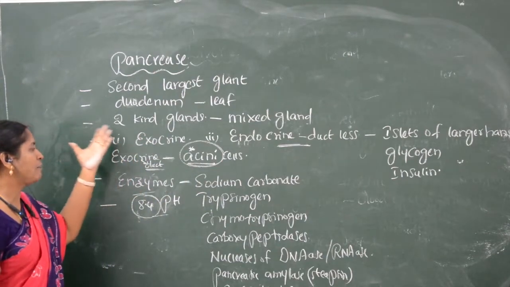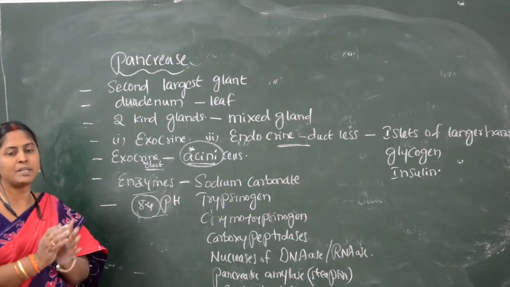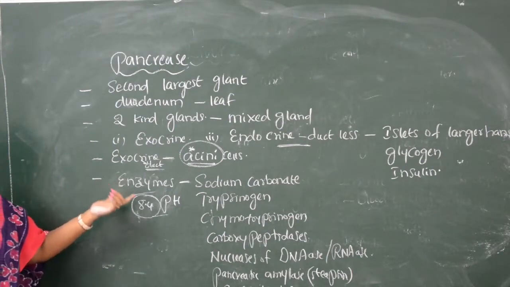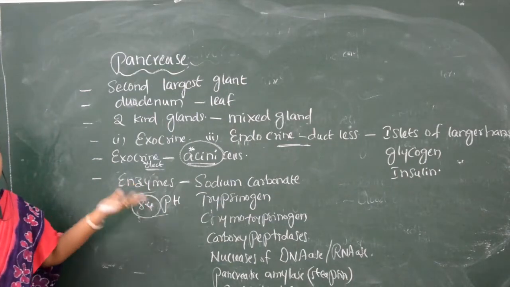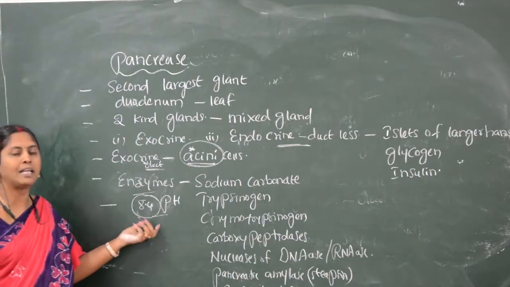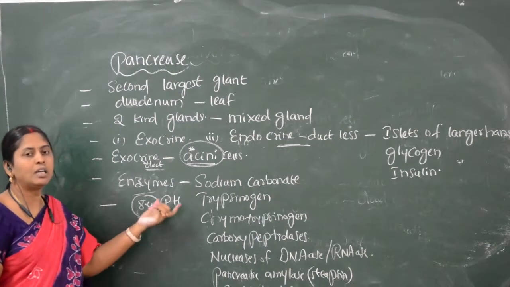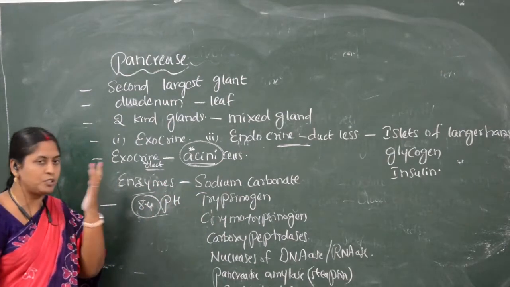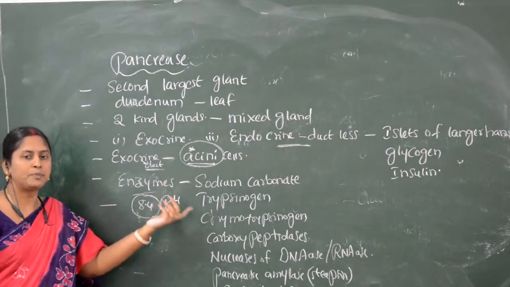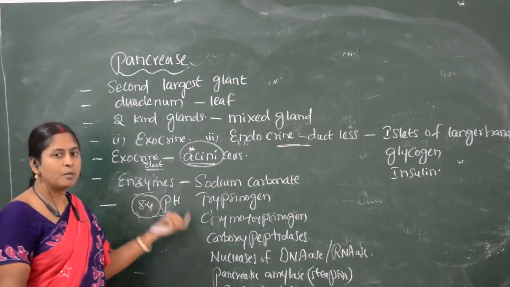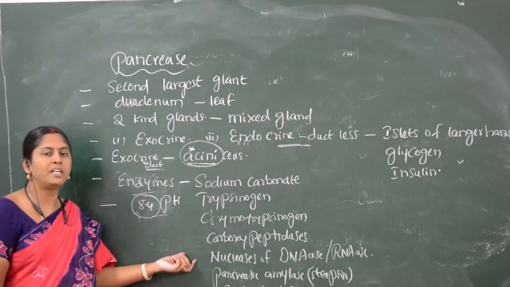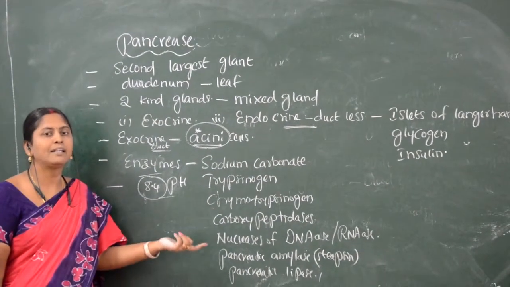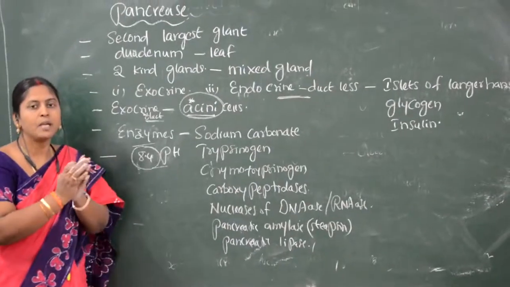The cells present in the exocrine pancreas are called acini cells. These cells give out the pancreatic juice or pancreatic enzymes, whose pH is 8.4. The enzymes present in the pancreatic juice are sodium carbonate, trypsinogen, chymotrypsinogen, carboxypeptidases, nucleases of DNAs and RNAs, pancreatic amylase, or trypsin, and pancreatic lipase.